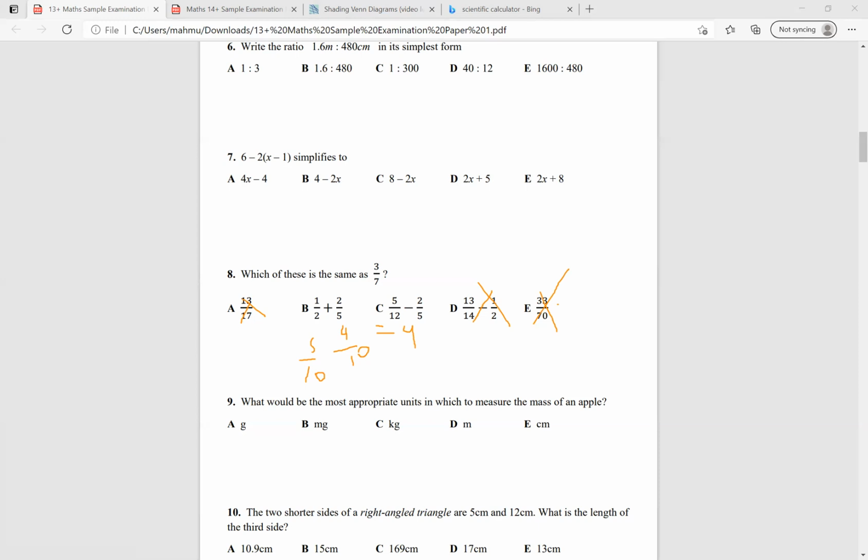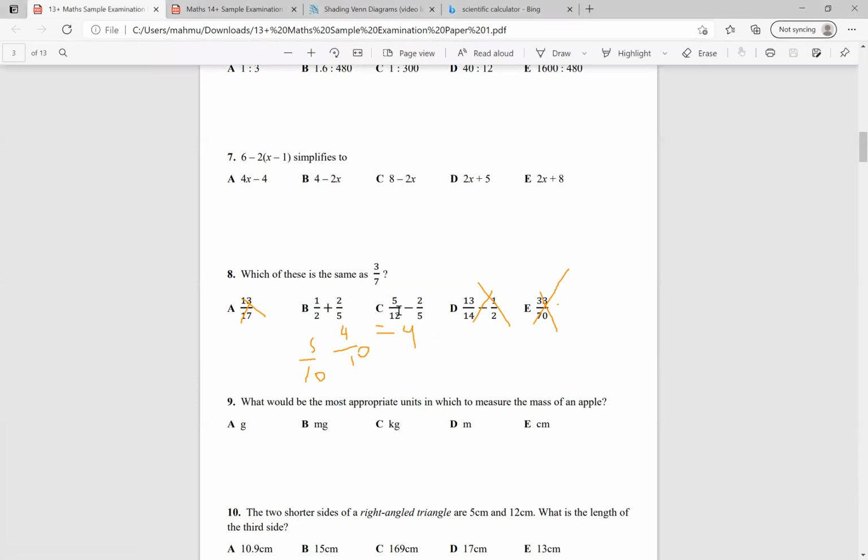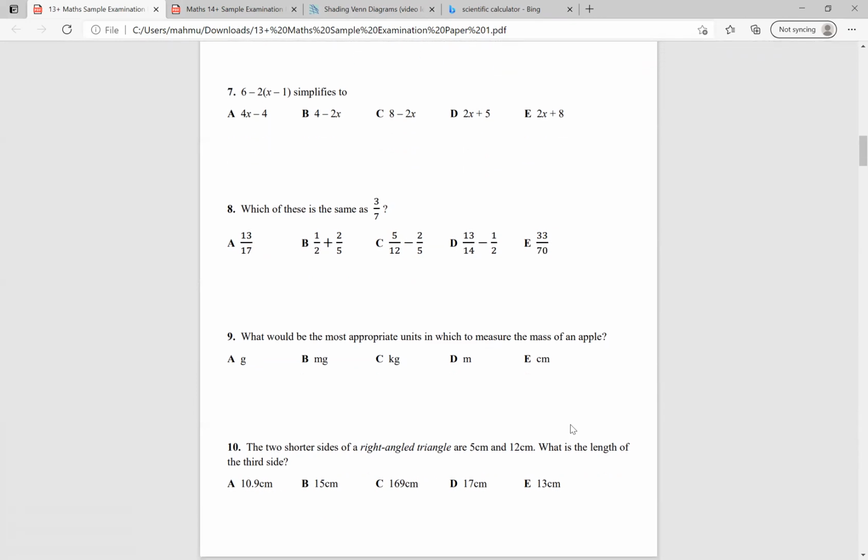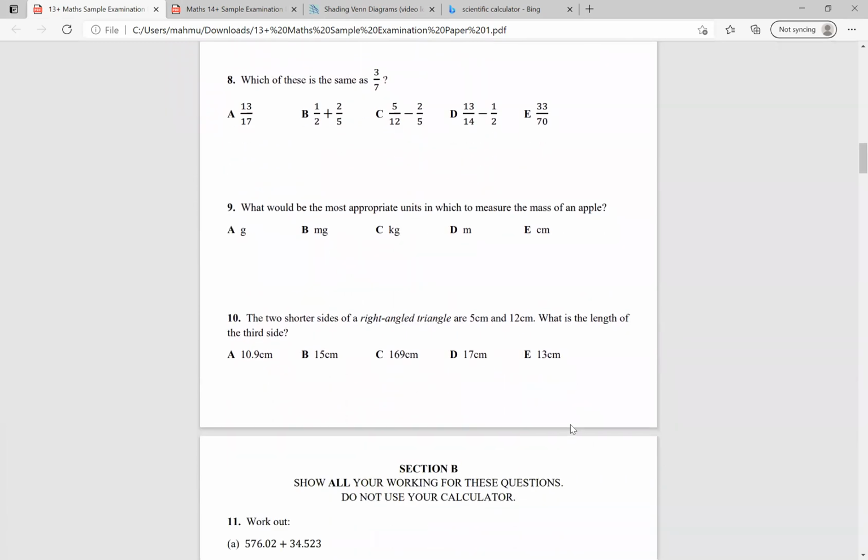512 over 2.5 minus 2.5, and that should give you 3 over 7, so that's fine. So the answer is this one, the minus one, C. Okay, what will be the most appropriate unit to measure the mass of an apple? I use grams for it, or kilogram. Kilogram is better, yep, kilogram will be fine.